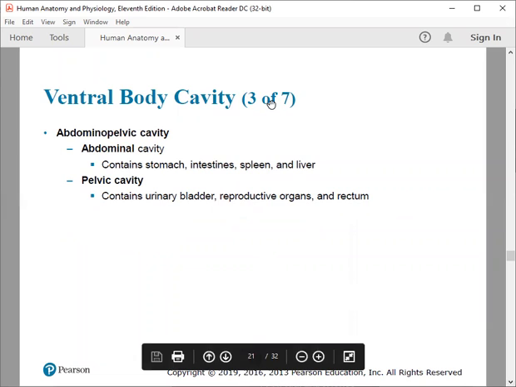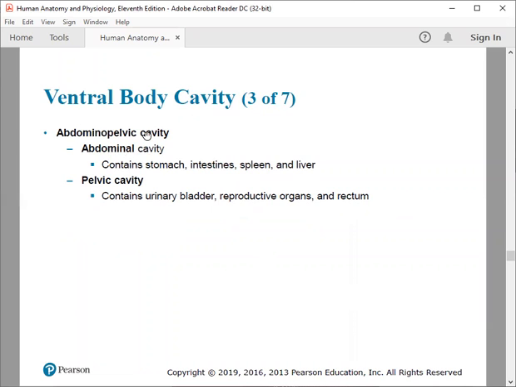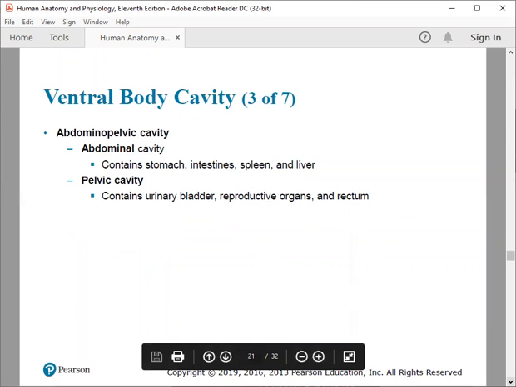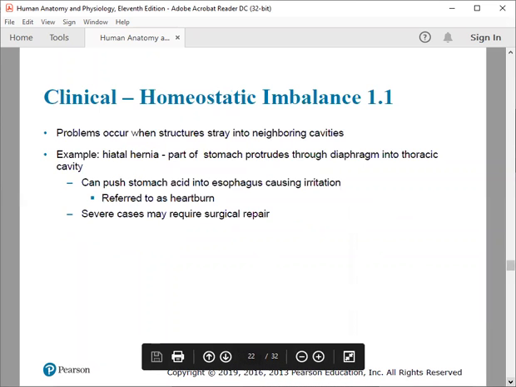All right, and then I already mentioned your abdominal cavity. So the abdominopelvic cavity would include both of these. So sometimes you can refer to them in a more general sense. Like I mentioned, your stomach and intestines, but also includes your spleen and liver. And then we already talked about the pelvic cavity, including your urinary bladder, reproductive organs, and your rectum.